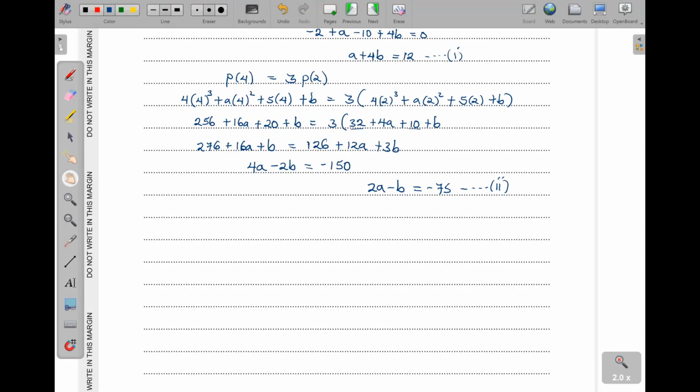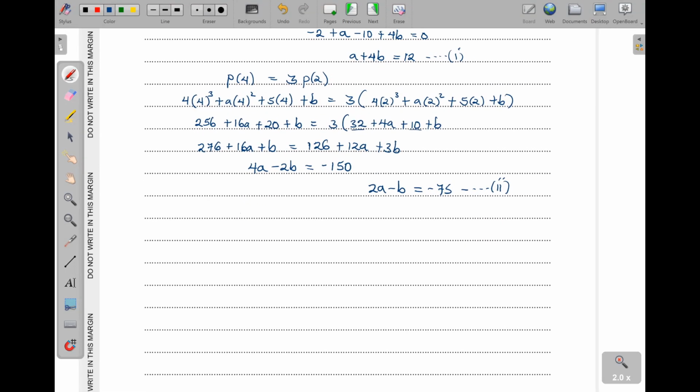Okay, so I can have my a here, and then 4b, which is equal to 12, and then 2a minus b, which is equal to negative 75. So if I use elimination, maybe I can multiply this by 2 and then this by 1 to eliminate a. So I'll have now 2a plus 8b, which is equal to 24. And then here we shall have 2a minus b, which is equal to negative 75.